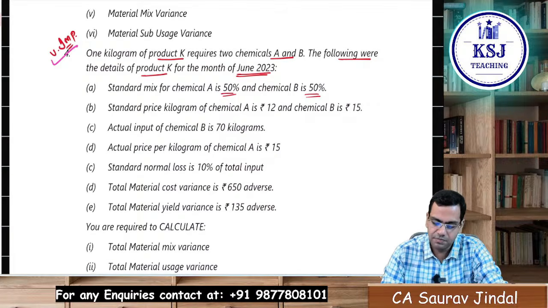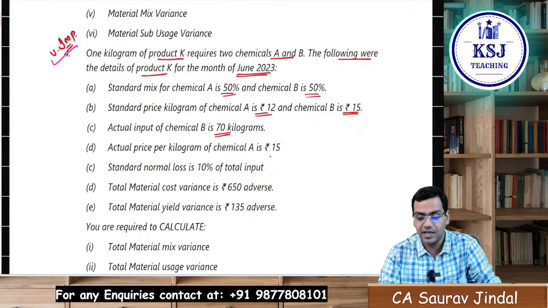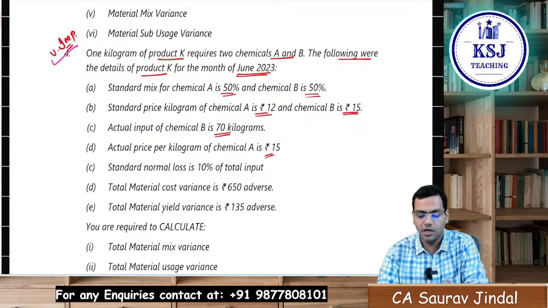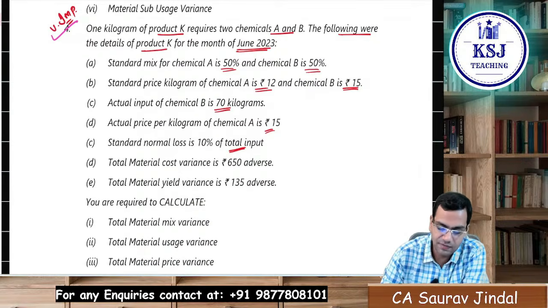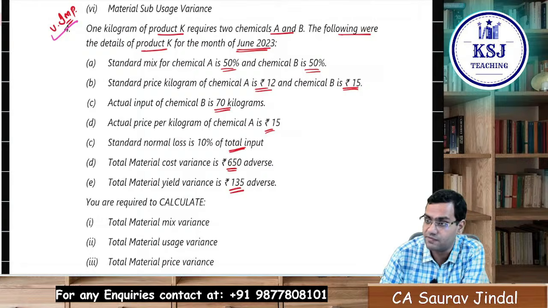Standard price per kilogram of chemical A is rupees 12 and chemical B is rupees 15. The actual input of chemical B is 70 kg. The actual price of chemical A is 15. Standard normal loss is 10% of the total input. Total material cost variance is 650 adverse and material yield variance is 135 adverse.